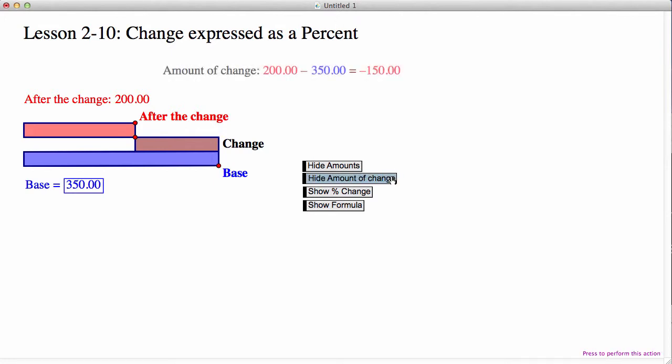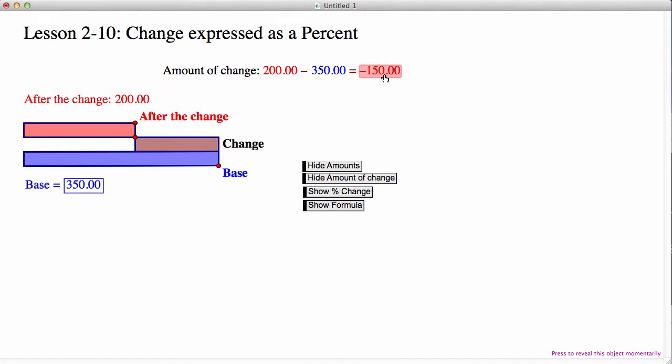Well, first we need to calculate the amount of the change. So we take the amount that you have after you spent money minus the amount you started with, and we get negative $150. In this case, the negative amount indicates that you spent money, or that the amount of money that you have went down versus up.